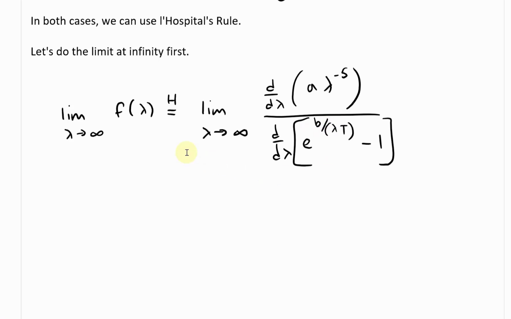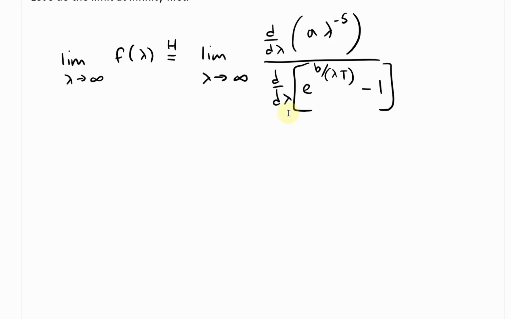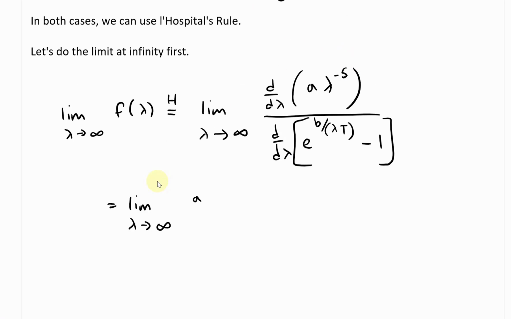Alright, now let's do the derivative. On the top, this equals the limit as lambda approaches infinity of a, and then using our power law, the -5 comes down, so negative 5. Then we subtract one from the power, so negative 5 minus 1 on the top is going to be negative 6, like that. Let's move this to the center.